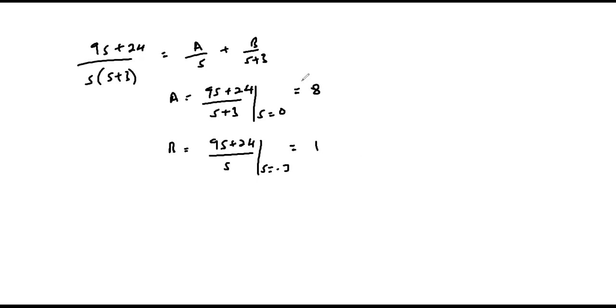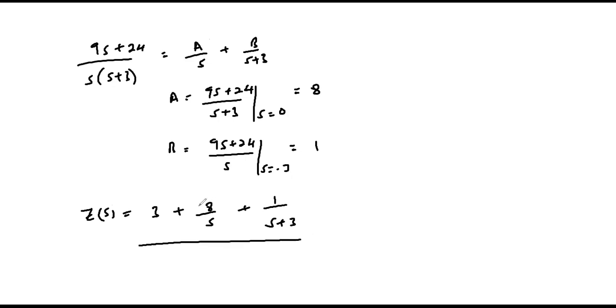You notice the numerator terms A and B are positive, and those are the residues of the poles, and therefore our property number 3 is met, from which our Z(s) can be written as 3 + 8 over s + 1 over (s + 3). And this is our transfer function in partial fraction form, and all the properties are met, and therefore it is implementable using RC networks.